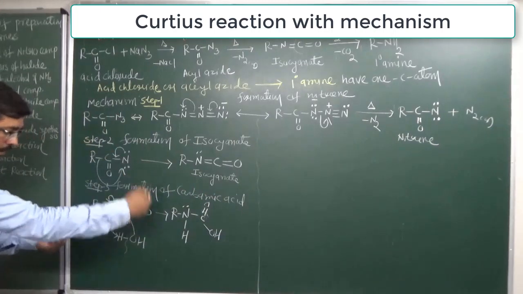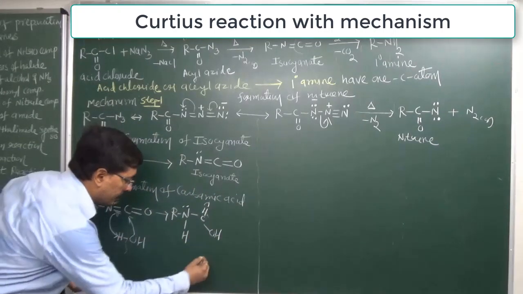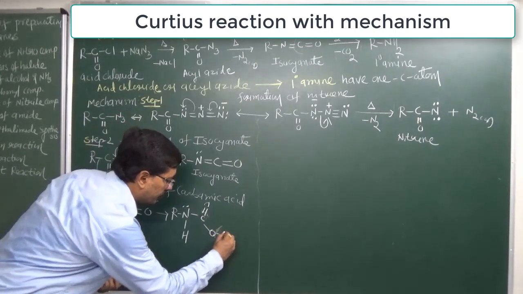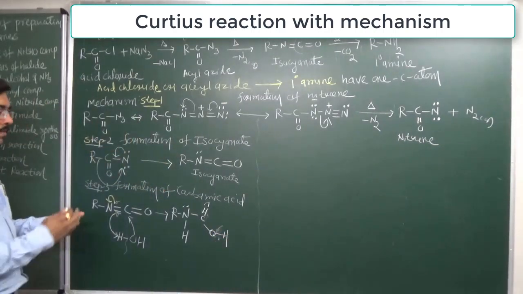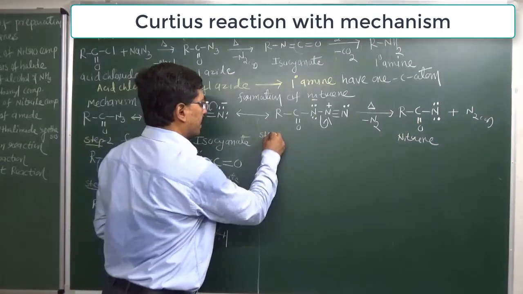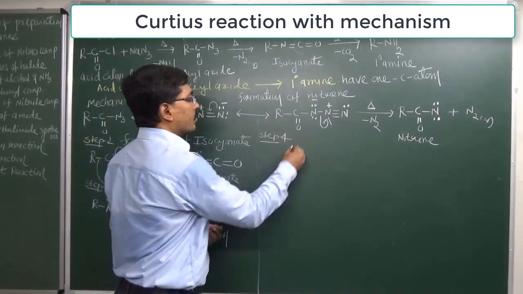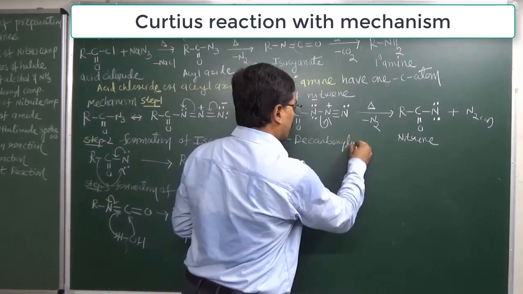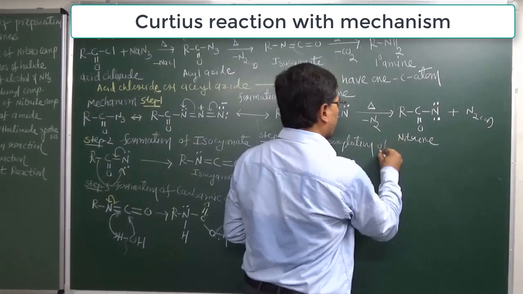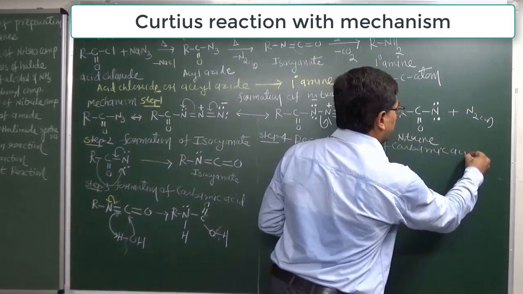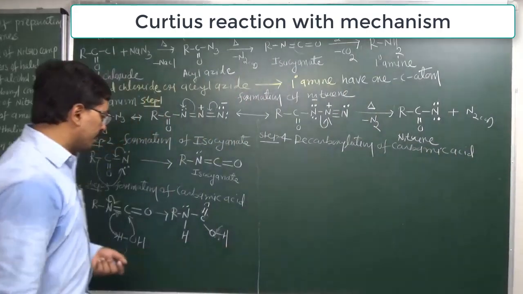Now in the same step I will extend this further. Whatever hydroxyl group we have here, now there is loss of carbon dioxide, or decarboxylation. We can write step 4: the decarboxylation of carbamic acid. Decarboxylation of carbamic acid, and as a result we will get a primary amine.